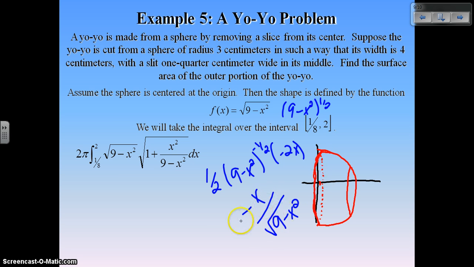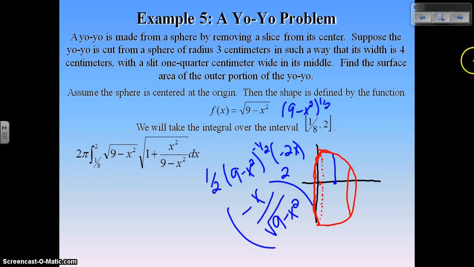Now, that's the derivative. Remember, you take the derivative and you square it. So negative x squared is x squared. And then this squared just gets rid of the radical, 9 minus x squared, and then 1 plus. And then as we mentioned, for this problem, the radius of what we're revolving, which would go from here up to here, you see is just the height of the function, radical 9 minus x squared.